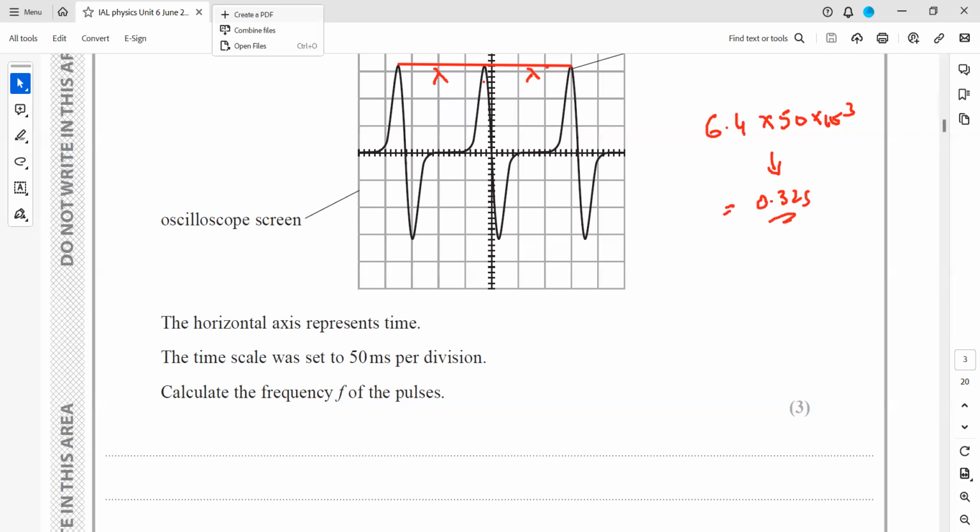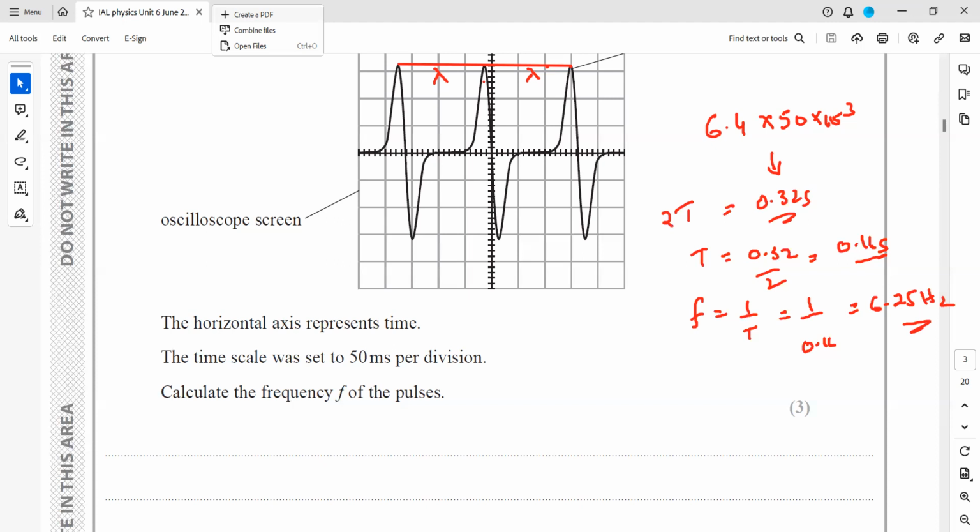That is the time for 2 wavelengths, because we took one crest to another, and then we took 3 successive crests, so it's the time for 2 periods. The time period will be 0.32 divided by 2, which is equal to 0.16 seconds. If we need the frequency, frequency is the reciprocal of the time period. So 1 divided by 0.16, we get 6.25, and the unit will be hertz.